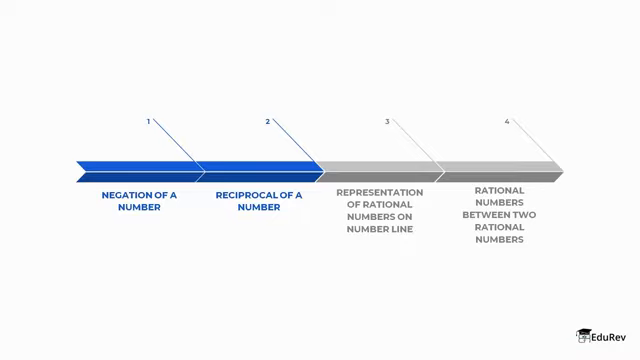Now let's quickly take a recap of all the things we have studied so far so that they are embedded in our brains. Firstly, we studied the negation of a number, that is, the negative of a number. Then we studied the reciprocal of a number. We studied your additive inverse, multiplicative inverse, additive identity, and multiplicative identity. And then we saw how we can represent rational numbers on the number line. We were able to represent natural numbers, whole numbers and integers on the number line, so what is the technique of representing rational numbers on the number line? And finally, we saw how we can figure out rational numbers between two rational numbers.